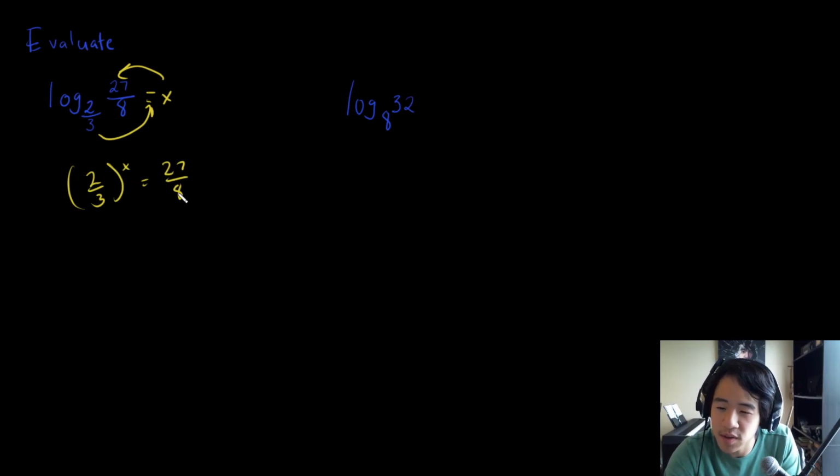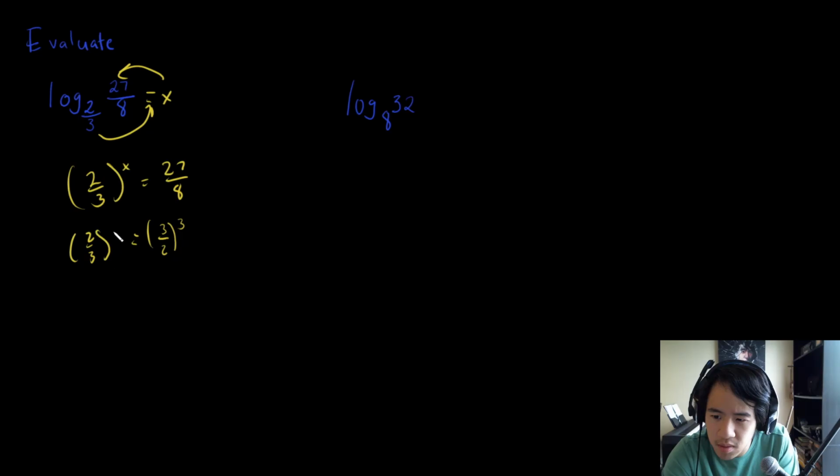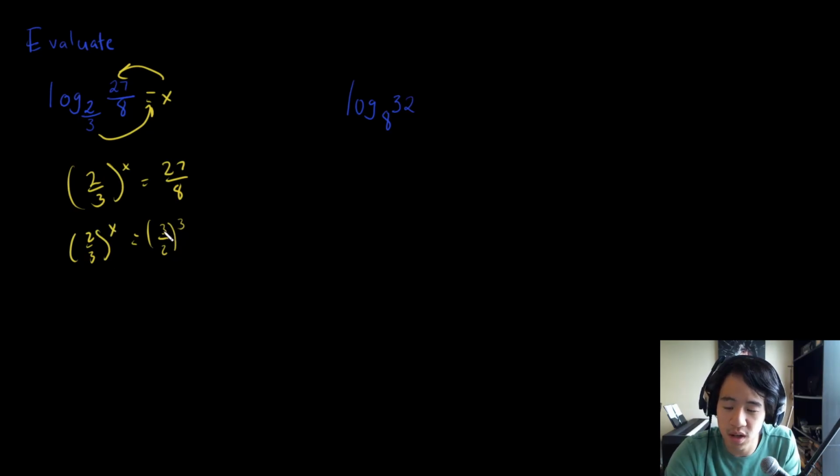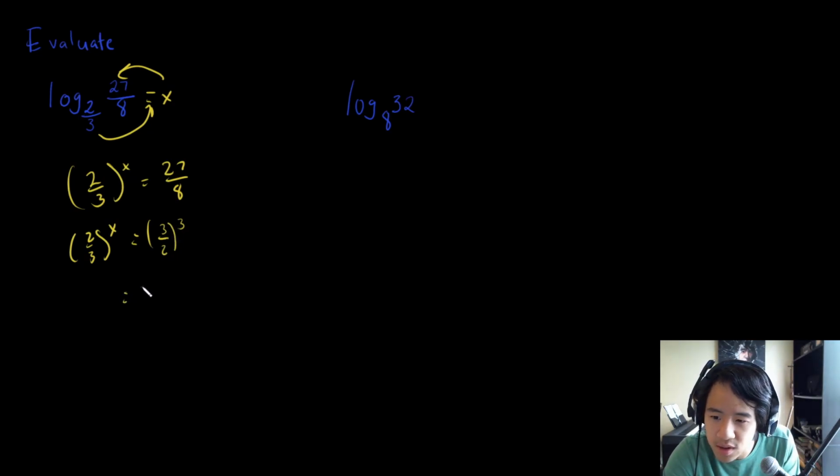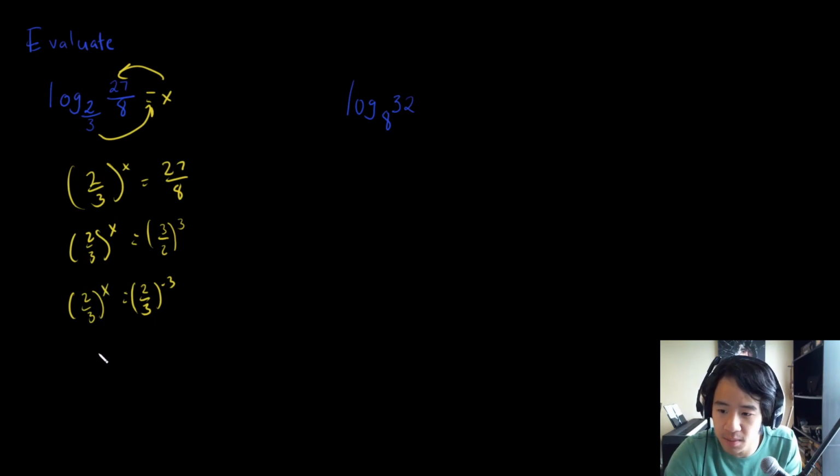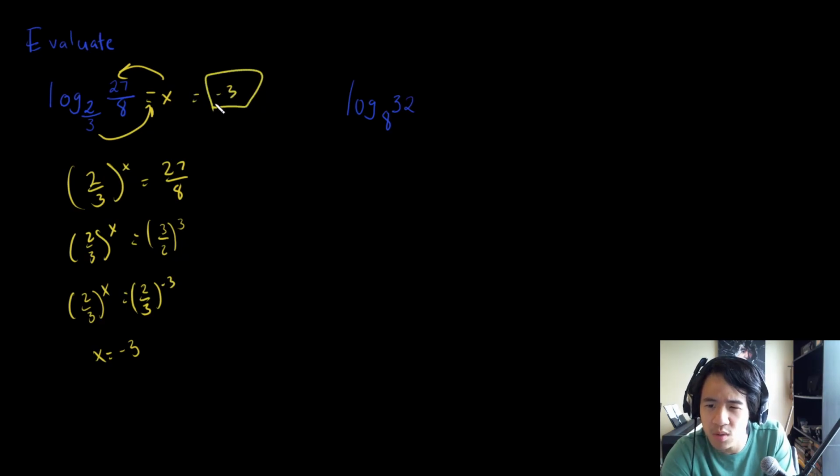So how can I get 27 over 8 in terms of 2/3? Well, we know that 8 is 2 cubed and 27 is 3 cubed. So we could say that this is 3 over 2 to the 3rd power. And if you want to get this to be 2 over 3, we can raise it to the negative 1 power. So this is 2/3 to the negative 3. So now our bases are the same, so we can say x is equal to negative 3. So we just box negative 3.